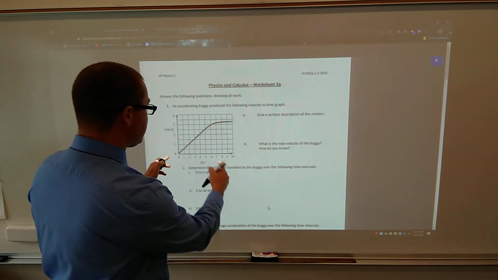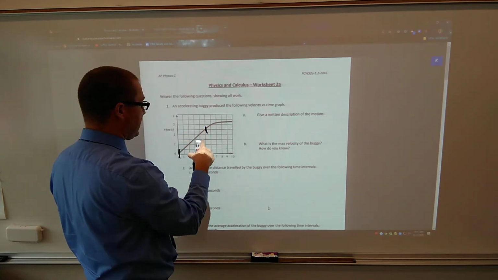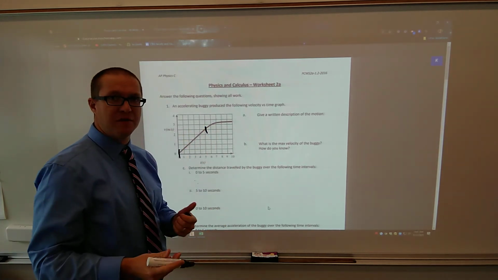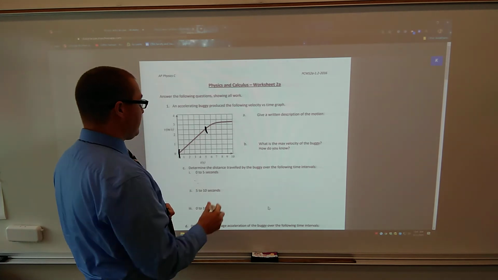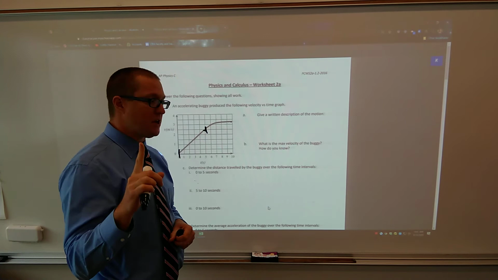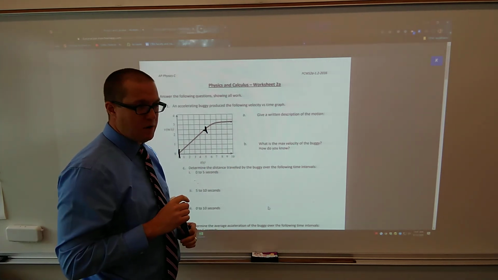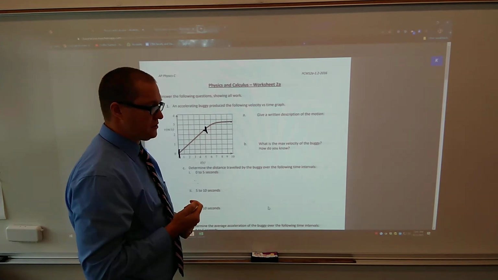So we said the average acceleration from 0 to 5 would be 2.5 meters per second in 5 seconds, it's about 1/2 meter per second squared. Then I go from 2.5 to 3.5, so I only change by 1 meter per second over that last 5 seconds, 1/5 meter per second squared, our average accelerations.